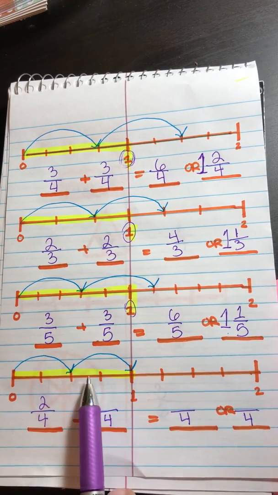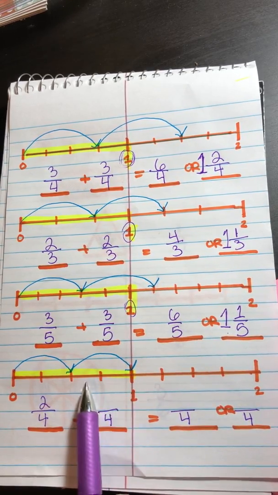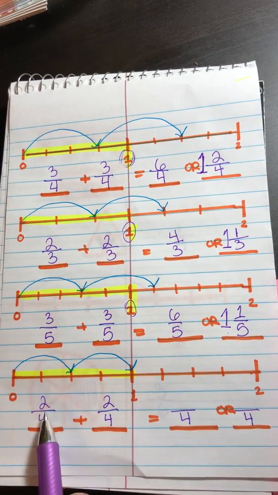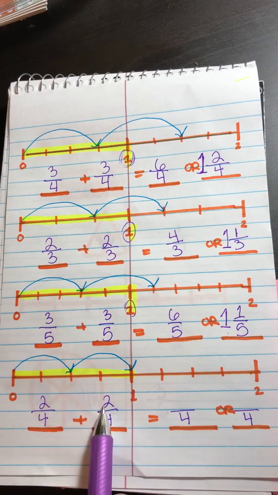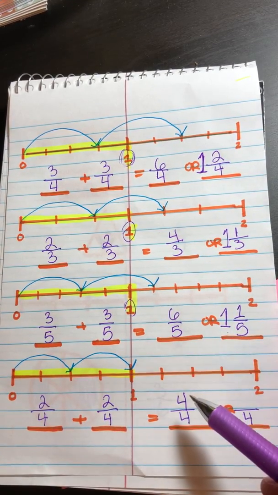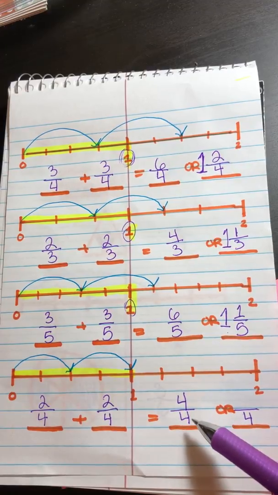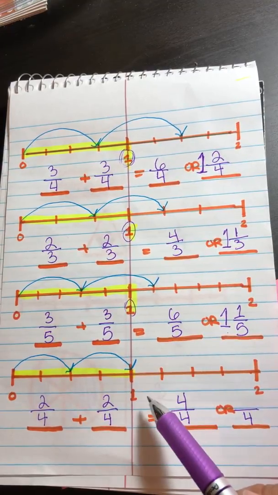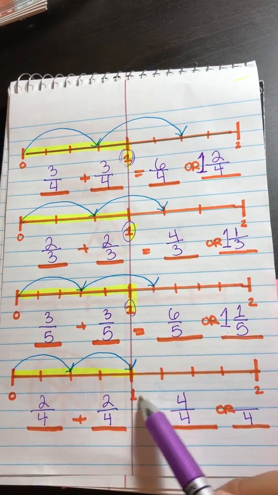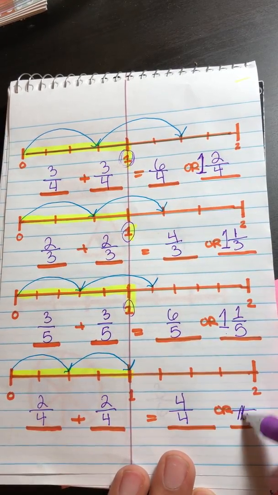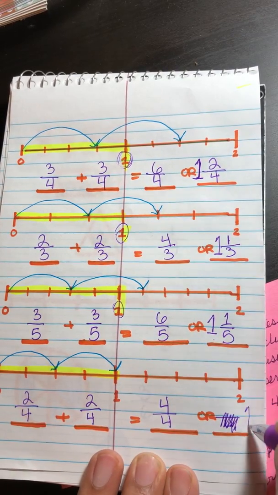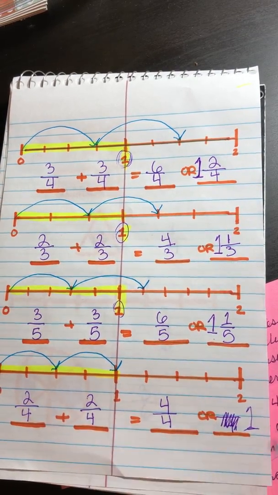My second jump is also going 2 spaces. So that's another 2/4. 2/4 plus 2/4 is 4/4. Notice how my numerator and my denominator are the same. Looking here, I don't pass the 1. As a matter of fact, my jumps land on 1, so I could say that 4/4 is the same as 1 whole. I hope that helps.